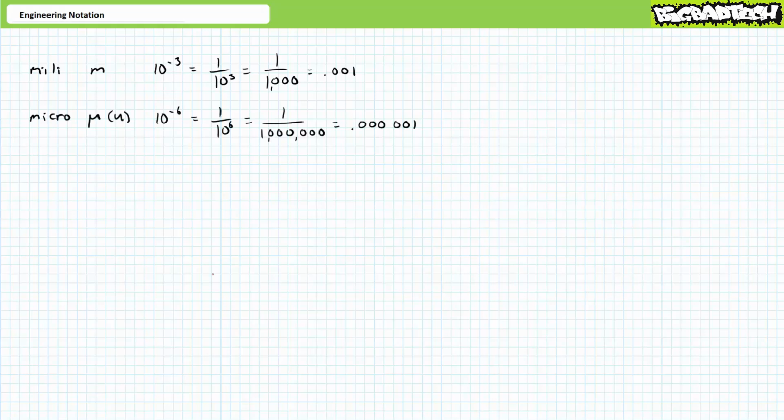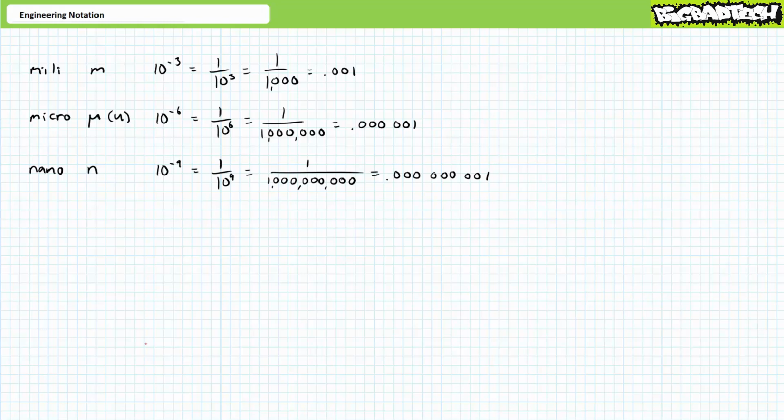Similarly, consider the expression 10 to the negative 6. This means take 1 over 10 raised to the sixth power, where 10 to the sixth is a million. 1 over a million, or 1 millionth in decimal format, is 0.000001.